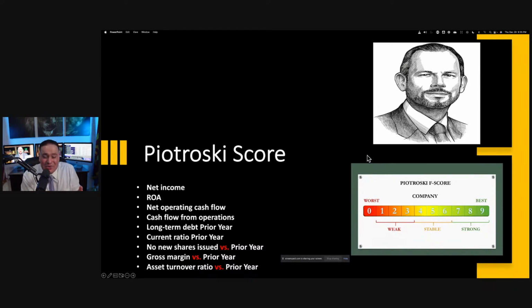Now, what goes into the scoring system? You may realize this is complex. I think this would take you about 30 to 50 minutes as well. Obviously net income goes in there, return on assets, net operating cash flows, cash flow from operations, long-term debt versus the prior year, current ratio versus the prior year, no new shares issued during the year versus the prior year, gross margins versus the prior year, and asset turnover ratio versus the prior year.